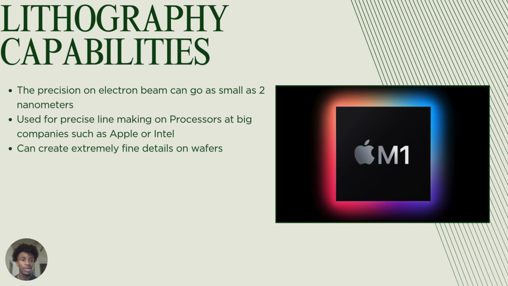Precision on electron beams can go as small as 2 nanometers and is used for precise line making on processors at big companies like Apple or Intel. It can create extremely fine details on these wafers.